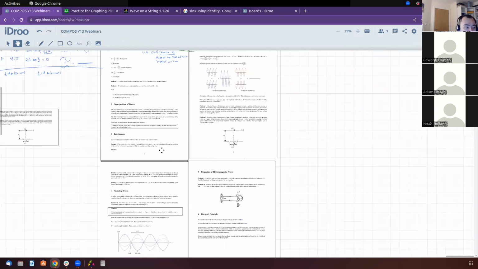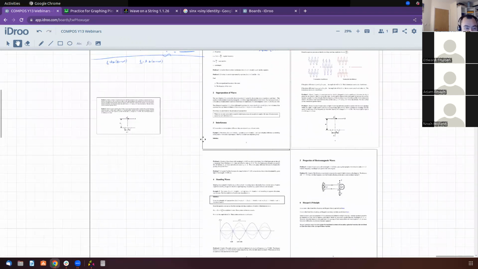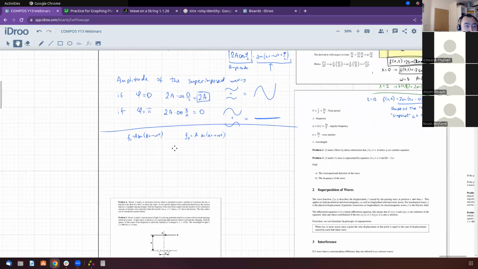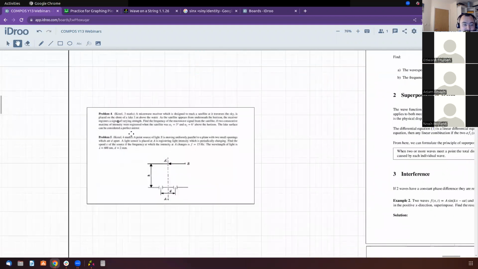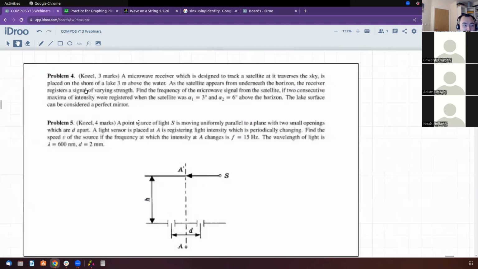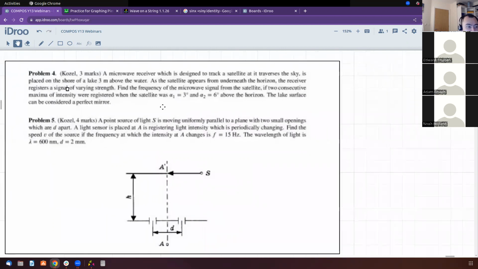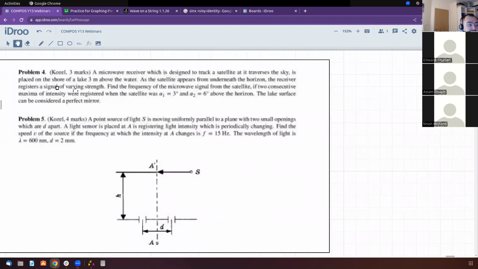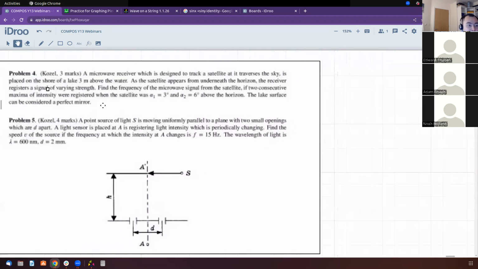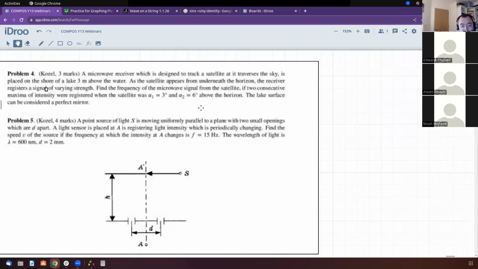Okay, and then there are a few problems on interference. So interference is two coherent waves. What we've done here is interference, which is based on superposition. A microwave receiver, which is designed to track a satellite as it traverses the sky, is placed on the shore of a lake, 3 meters above the water. As the satellite appears from underneath the horizon, the receiver registers a signal of varying strength. Find the frequency of the microwave signal from the satellite, if two consecutive maxima of intensity were at 3 degrees and 6 degrees above the horizon.